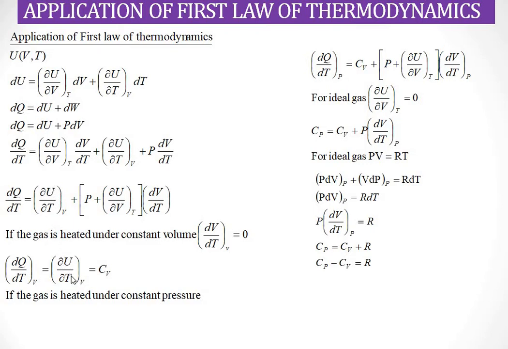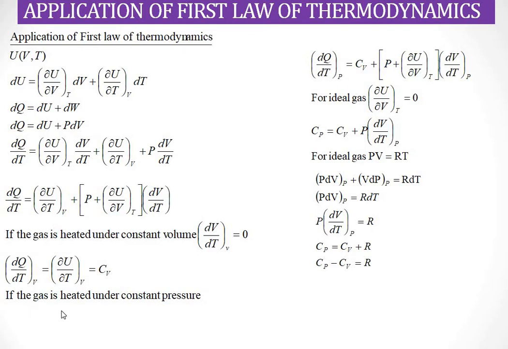That is ∂U/∂T at constant volume. So what is dQ/dT at constant volume? It is nothing but Cv. We already discussed that Cv is the heat capacity, Cv is equal to dQ/dT at constant volume. So dQ/dT at constant volume is equal to ∂U/∂T at constant volume. That is equal to Cv.